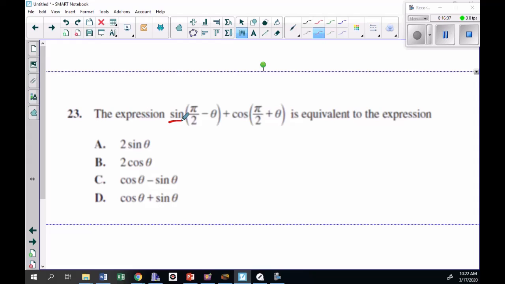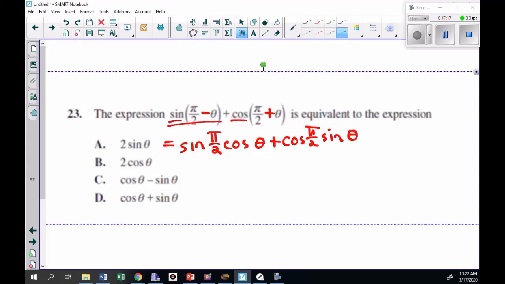So what I'm looking at, I see I have sine, and then I have a minus, and then I have cosine, and I have an addition. So I have a subtraction identity and an addition identity. For the sine part, I'll do that in red. So we're going to get sine pi over 2 times cosine theta plus cosine pi over 2 and then sine theta. Now that's just that one identity. That's it.